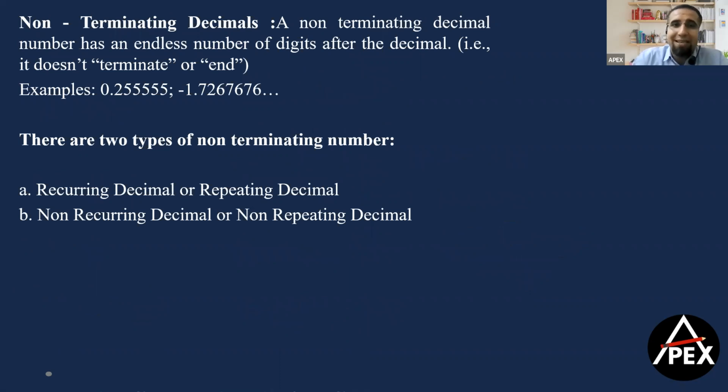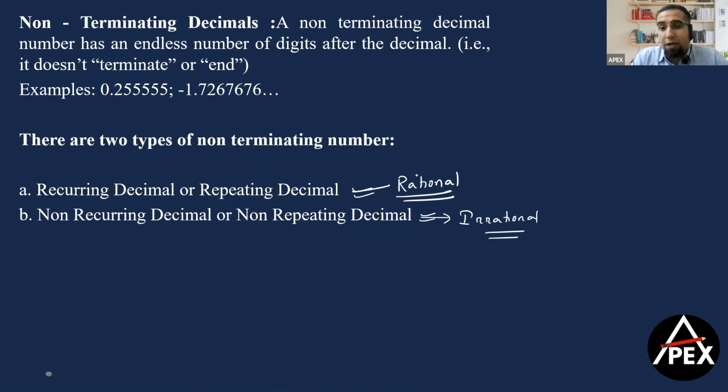Right? Now in non-terminating decimals, we have a non-terminating decimal has endless digits after decimal. So there are two types of non-terminating number. One is recurring or repeating. The second one is non-recurring and non-repeating. So we have seen that non-recurring and non-repeating comes under the concept of irrational numbers. Which means this is still a rational number. Now our job is to see how do I convert a recurring decimal into p by q.